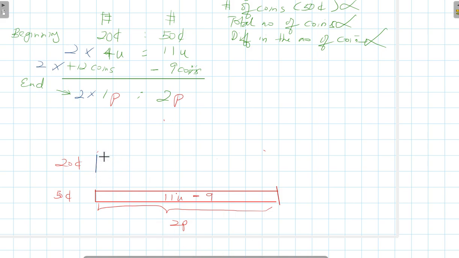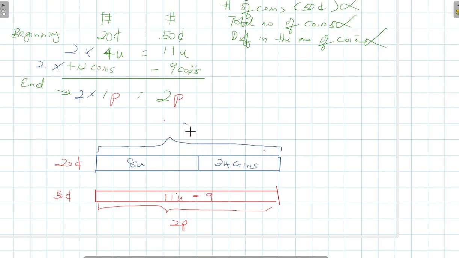Let's do this. This is a new one. Because I know that two parts will be up to here, I will have 8 units. Then we'll have 24 coins, right? I just draw it here anyhow. We'll have 24 coins. And then this will be my 2 parts, 2 parts and 2 parts.